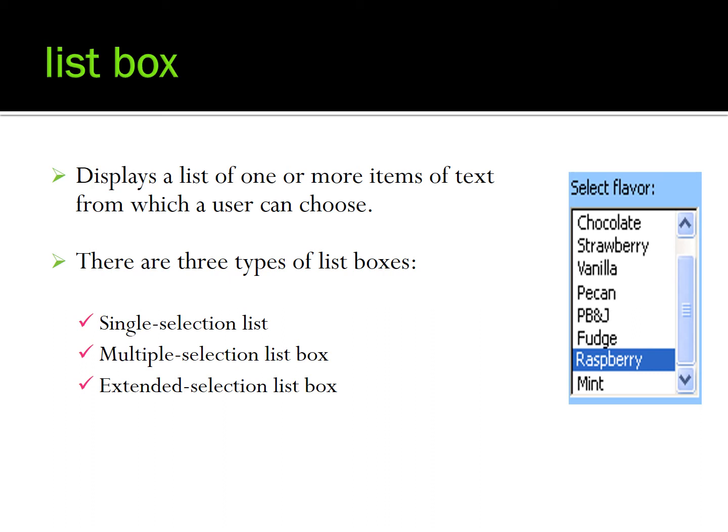The second type is multiple selection list box, which enables either one choice or continuous choices. The last type is extended selection list box, which enables one choice, contiguous choices and non-contiguous choices.